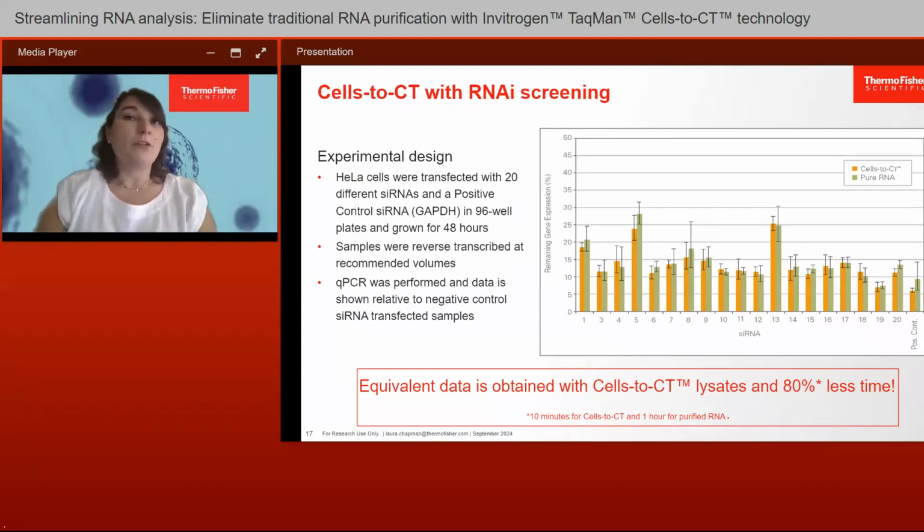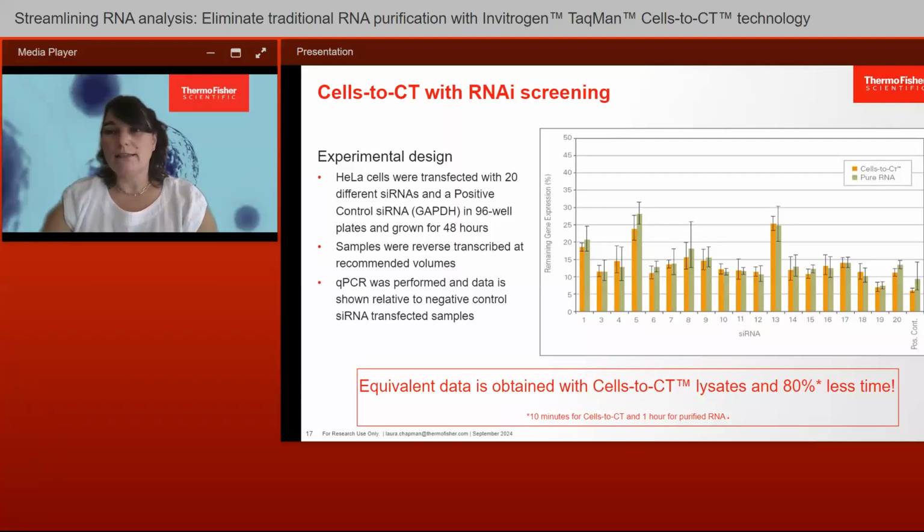And this is a use case if you wanted to use cells-to-Ct for some type of screening. Here we're looking at RNAi screening. HeLa cells were plated in our 96-well plate and reverse transfected with 20 different siRNAs, using GAPDH as our positive control siRNA. They were grown for 48 hours, and the knockdown was assessed by doing reverse transcription and qRT-PCR. And then the relative gene expression was calculated, and that's what's indicated here on this graph.